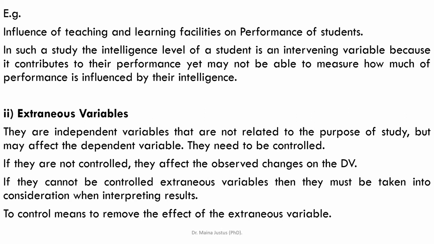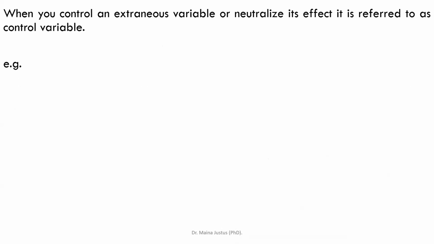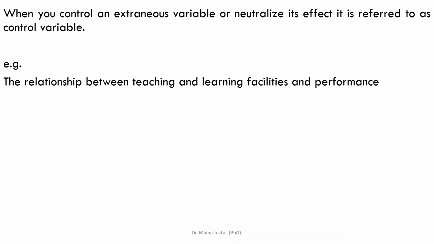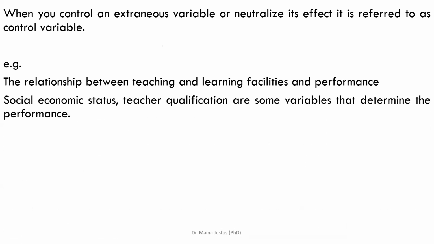Like if you talk about free primary education, not everybody is going there, but students are performing even in private schools. We can have an example here, the relationship between the same teaching and learning facilities and performance. So we can introduce an aspect like socioeconomic status to be one of our extraneous variables.